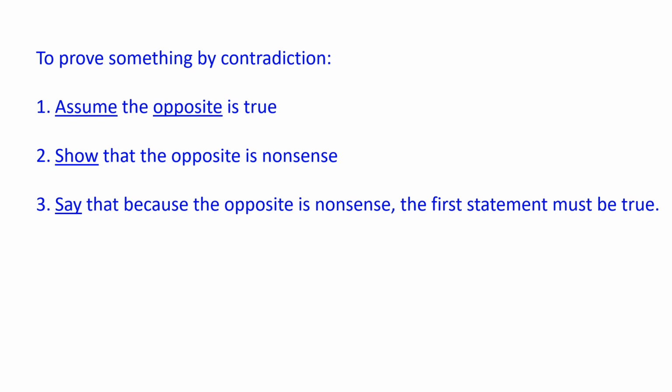Then we show that the opposite, being true, is complete nonsense. And then finally, we say that if the opposite is complete nonsense, then the original statement must in fact be true. So that's the idea, those three steps. Step 1, assume that the opposite is true. Then show that this is complete and utter nonsense. And then just say at the end that because the opposite is nonsense, the original statement therefore must have been true.